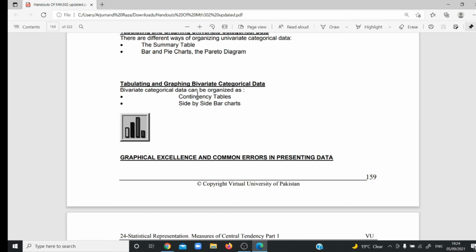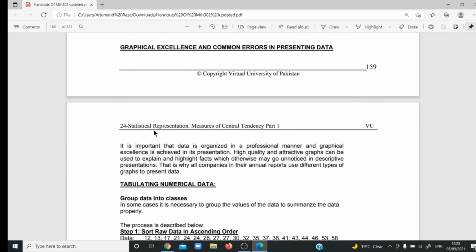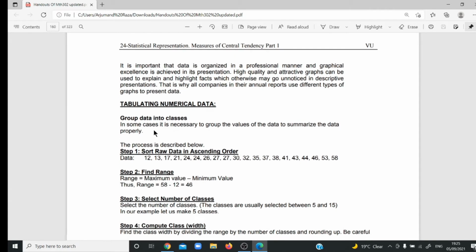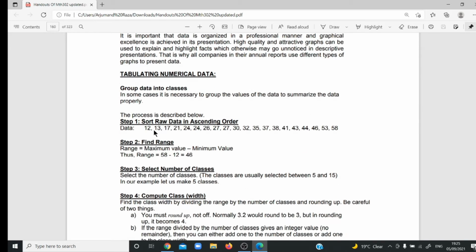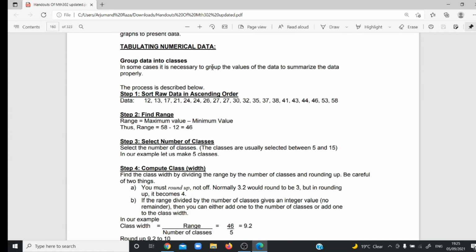For bivariate categorical data, we have the contingency table, which we learned in grade 7 and 8, and side by side bar charts. These are different types of data put together, so we call it this. Tabulating numerical data, we do have grouping data into classes. What is a class? You have to know.